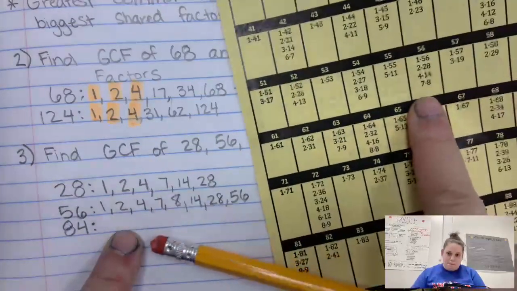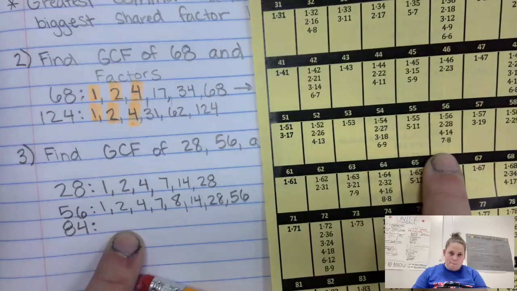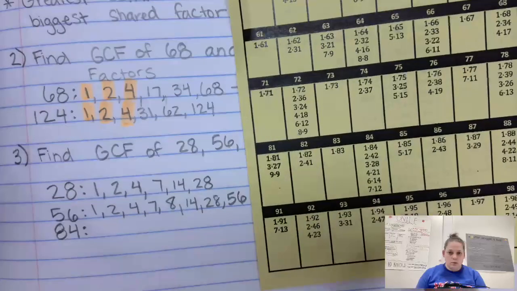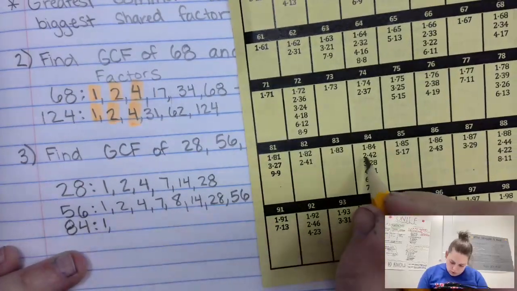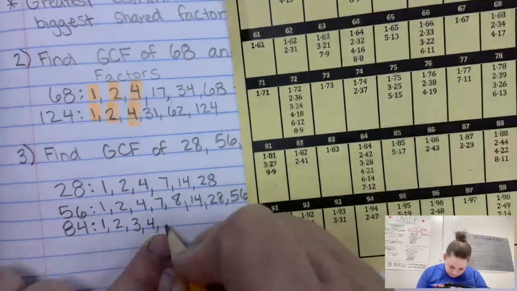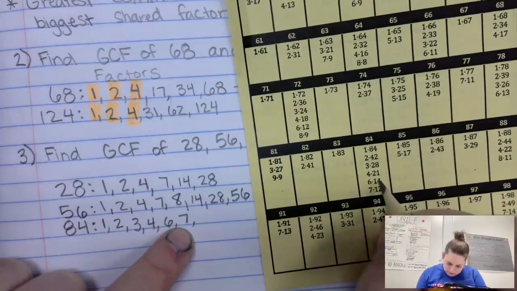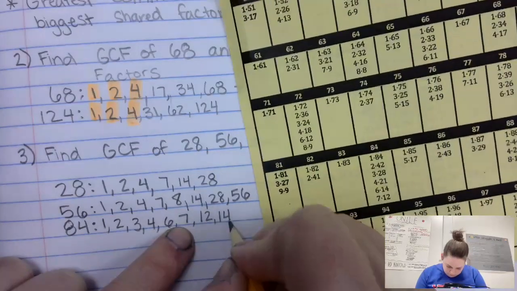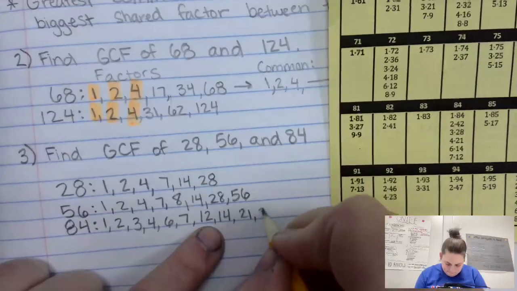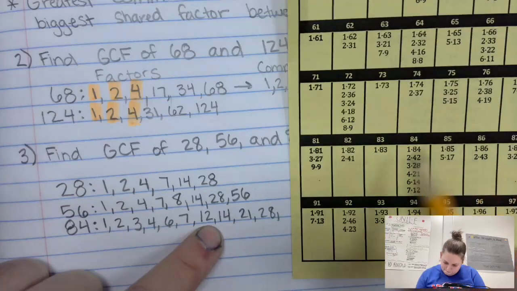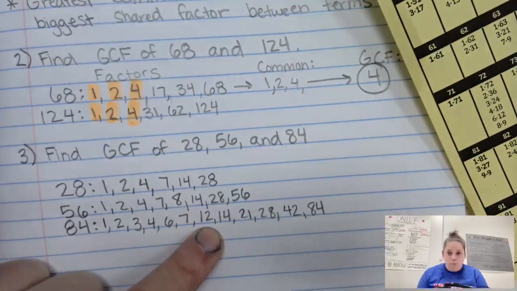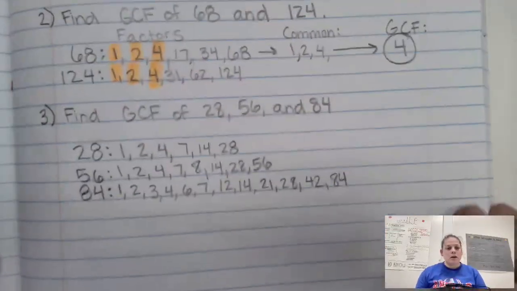Alright, now we're going to take a look at 84. So I go down to the 80s. Here's 84. Again, woo, lots of numbers there. 1, 2, 3, 4, 6, 7, 12, 14, 21, 28, 42, 84. Whew, lots.